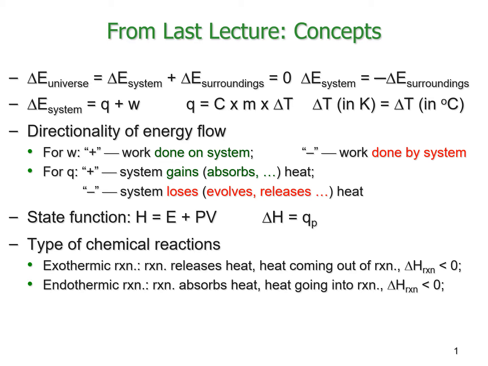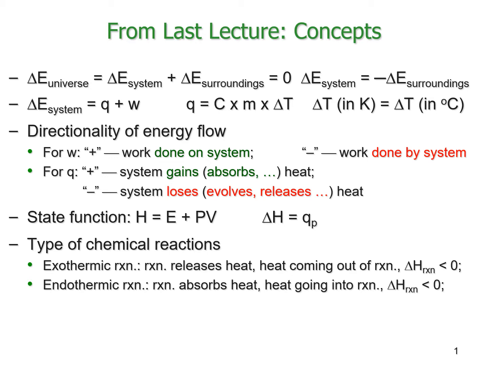Before we left our last lecture, we talked about the types of chemical reactions. So there are two types of chemical reactions. One is exothermic, one is endothermic. For an exothermic reaction, delta H must be negative. So the heat of the reaction, the enthalpy change of the reaction, delta H reaction, they're all the same, must be less than 0.